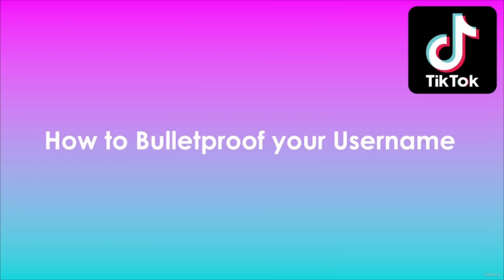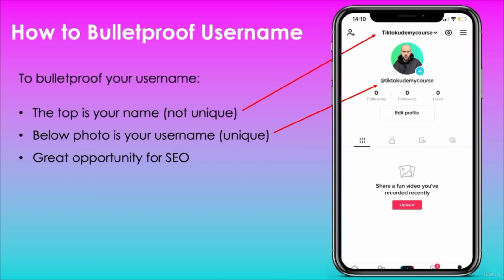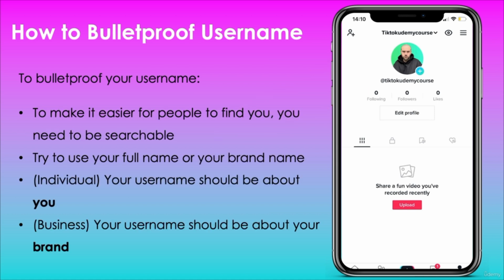Okay, so your TikTok profile is split into two names, and both of these are great opportunities for some SEO gold. Firstly, the name at the top of the screen is your profile name, and then your unique username is the one below the profile photo. To get the most discoverability when people search for accounts related to yours, you need to make sure both of these names are easily searchable for people.